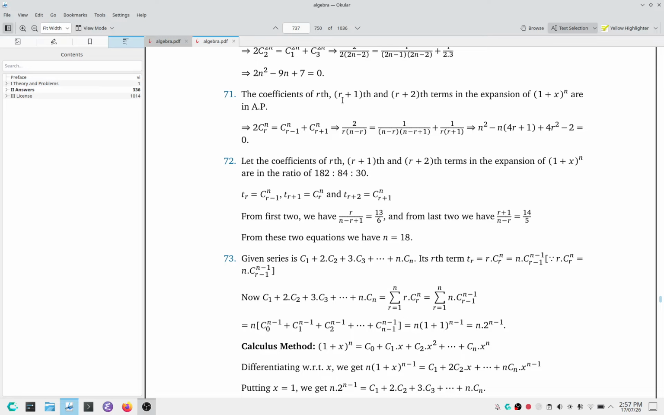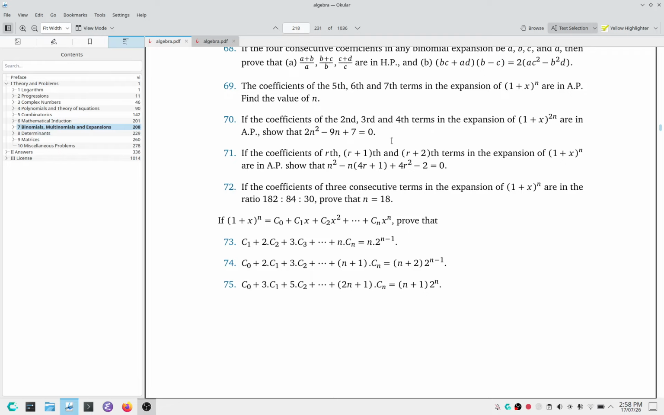So the coefficients of the rth, (r+1)th, (r+2)th terms in the expansion are in AP. So we can write that 2 nCr, that is the coefficient of the (r+1)th term, is equal to nC(r−1) plus nC(r+1), that is the coefficients of the rth term and the (r+2)th term. So from this we get 2 upon r times (n − r) is equal to 1 upon (n − r) times (n − r + 1) plus 1 upon r times (r + 1), which when you solve you get n² − n(4r + 1) + 4r² − r is equal to 0.